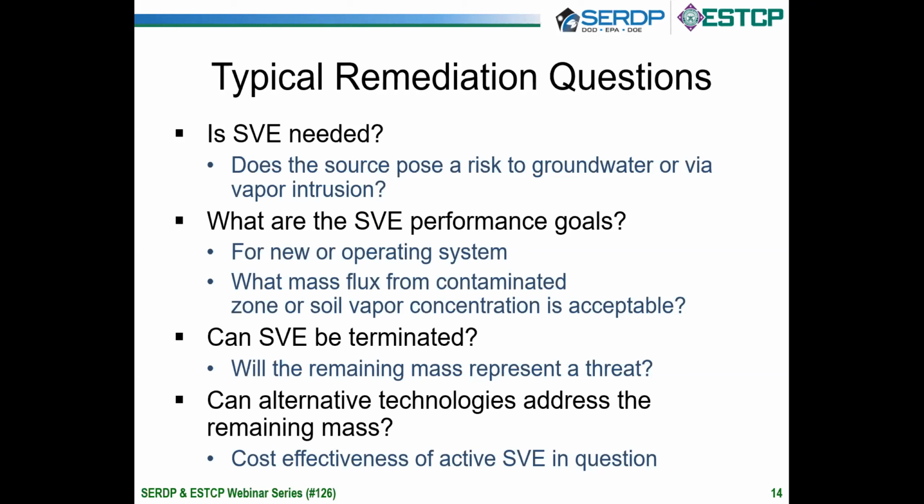And then as you continue with SVE and get those diminishing returns, you might ask, when can we terminate this? Can we terminate this? Is the remaining mass a threat to groundwater or soil gas? You might also ask if alternate technologies might address the remaining mass, which really gets to the cost effectiveness of SVE. Is there a better technology that's going to be more cost effective, get the job done sooner, and meet your cleanup objectives?